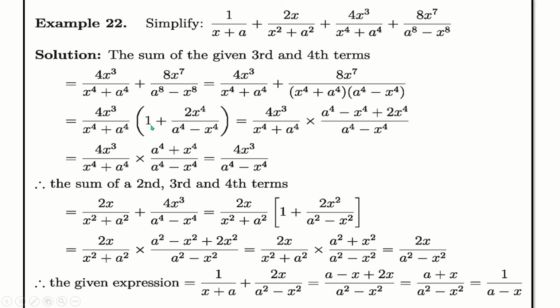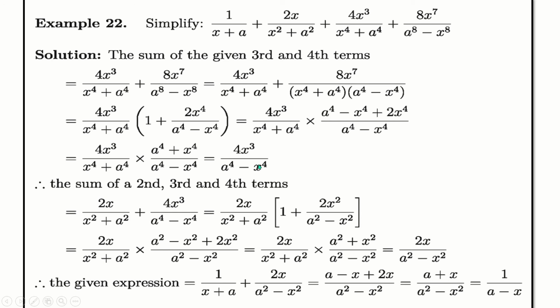As a result, here will be 1 and here will be 2x to the power 4, because here is 4, here is 2. So 4 into 2 means 8, and here is 3, here is 4, meaning 7. Okay, and here will be (a to the power 4 minus x to the power 4) plus 2x to the power 4 divided by (a to the power 4 minus x to the power 4). Okay, now calculate. We will get here 2x to the power 4 minus x to the power 4, which means plus x to the power 4. And this cuts, we will get 4x cube divided by (a to the power 4 minus x to the power 4).